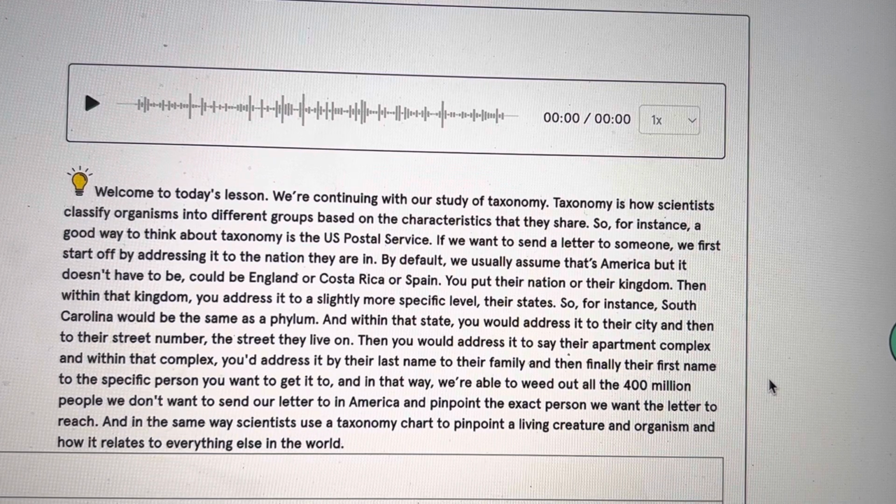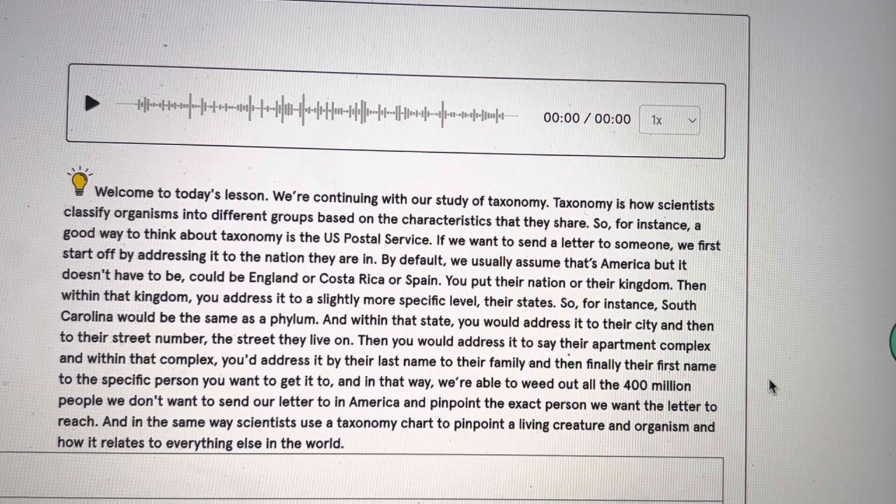So for instance, a good way to think about taxonomy is the U.S. Postal Service. If we want to send a letter to someone, we first start off by addressing it to the nation they're in. By default, we usually assume that's America, but it doesn't have to be. It could be England or Costa Rica or Spain. You put their nation or their kingdom. Then within that kingdom, you address it to a slightly more specific level, their states. So for instance, South Carolina would be the same as a phylum.